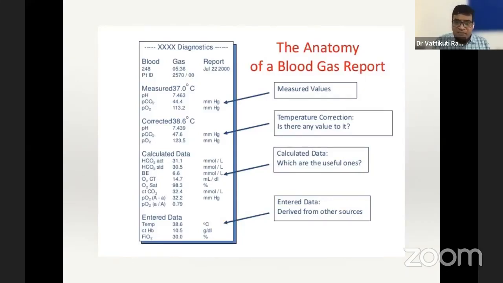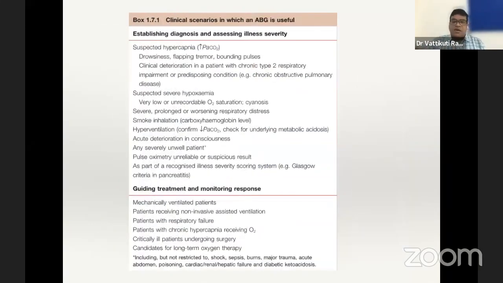So there are some values which are measured. Your pH, PCO2, PO2 are measured values. And there are some calculated data, the most important of which is the bicarbonate, which is calculated actually. And there is some data which you need to enter before doing the sample, like the temperature and the hemoglobin value of the patient. But most ABG machines do have hemoglobin, which will give us a value. And the most important parameter which we don't enter in the ABG machine is the effort of the patient. So whenever you are asked to enter the FiO2, please do enter the FiO2 of the patient whenever you are loading the ABG. So there are different indications of ABG.